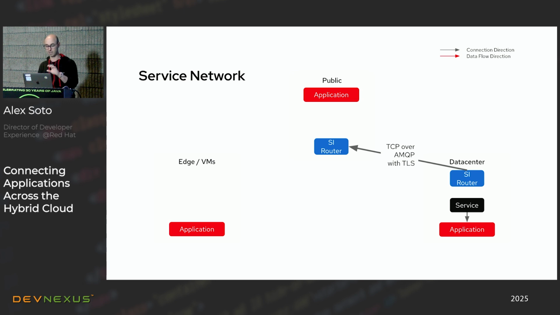Then this Skupper router is installed in all the processes or applications that you want to interconnect. So you can see that in this case, I'm just creating a Skupper router here in the data center. So this is on-prem. And then I create another Skupper router in the public cloud for this application. Now at this point, these two routers can communicate using TCP over AMQP. AMQP is just a protocol at TCP level that lets you connect applications and uses TLS. So it's secure. At this point, thanks to this router, I've got this data flow, right? I can send data from this part to this part.